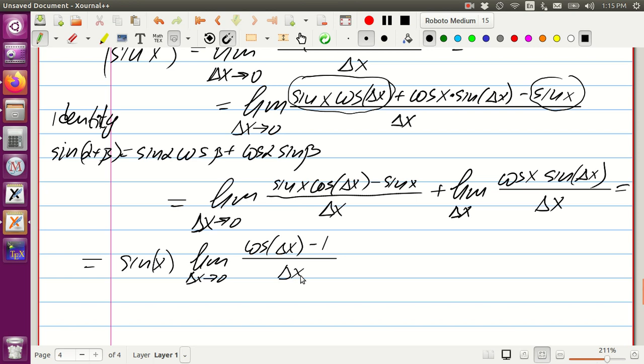And this is one of our hard limits. We know this quantity goes to 0. That's the beauty of it. Let's look at the second expression here. So cosine doesn't depend on delta x, so we can put it outside.